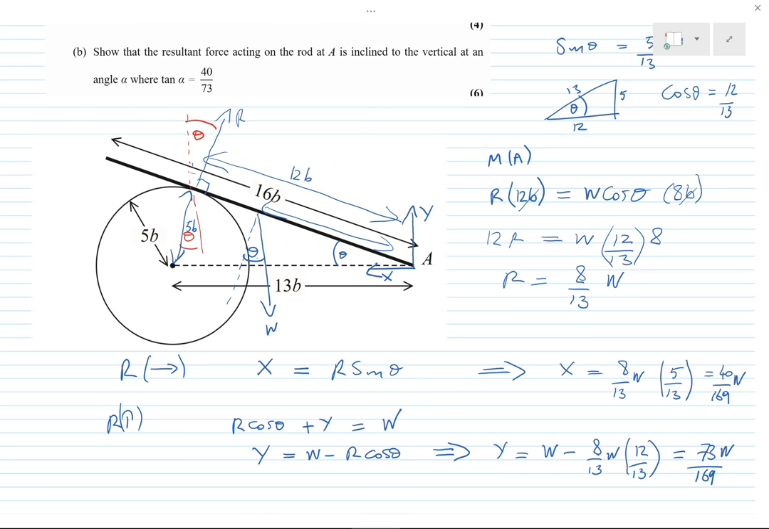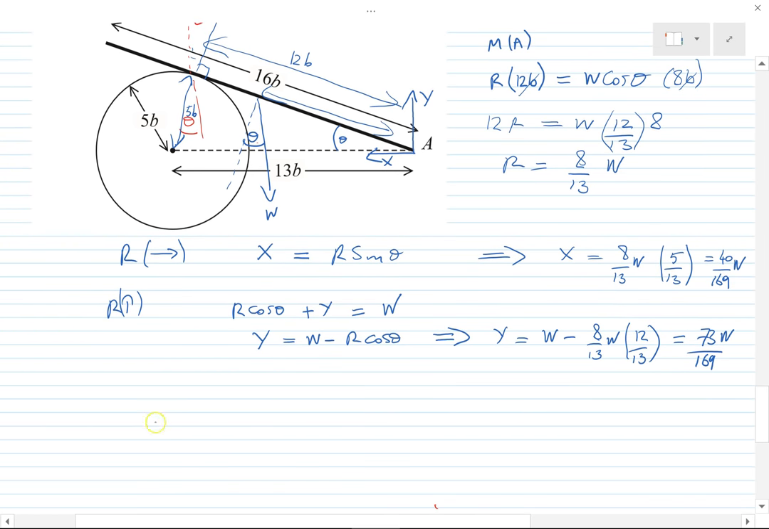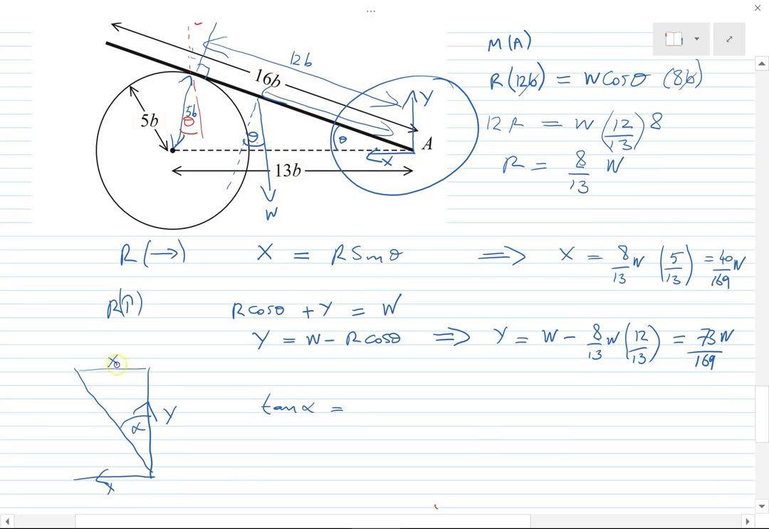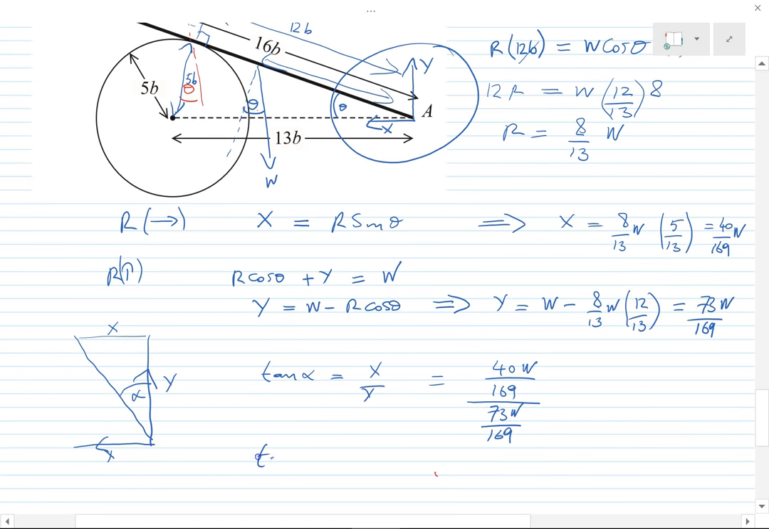So now we can work out the angle. Looking in detail, there's too much going on there, so let's write it again. We've got this bit Y, this bit X, and we want the horizontal bit. We're being asked for this angle alpha here. So we can say that tangent alpha is equal to X over Y, opposite over adjacent, which is equal to 40W over 169 divided by 73W over 169. So that gives us tangent alpha is equal to 40 over 73 as required.